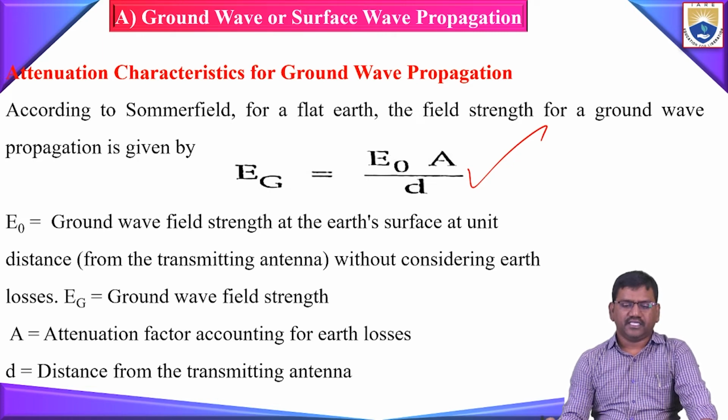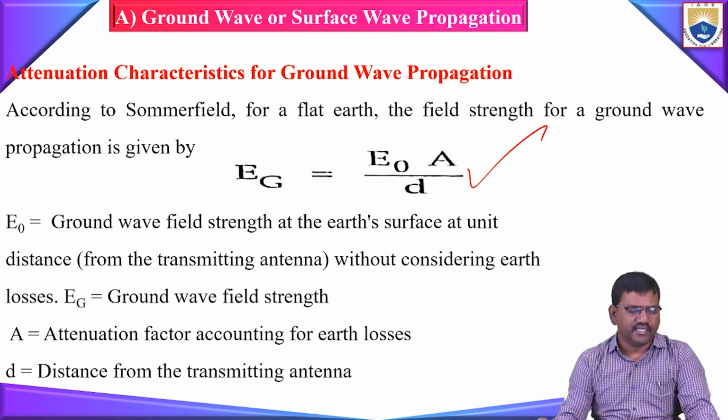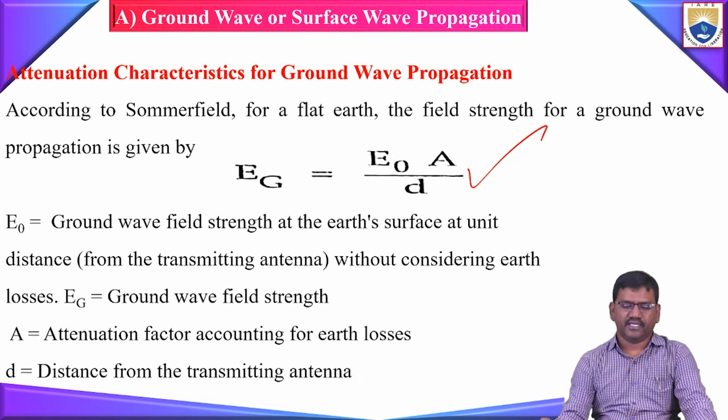Let us see the attenuation characteristics for ground wave propagation. According to Sommerfeld, the scientist, for a flat earth, the field strength of a ground wave is given by Eg = E0 A / D.